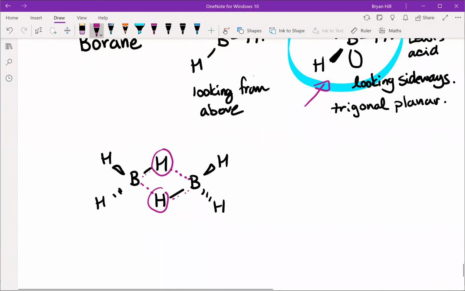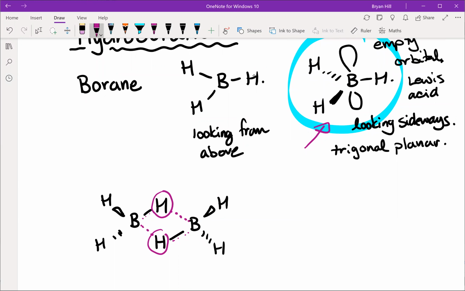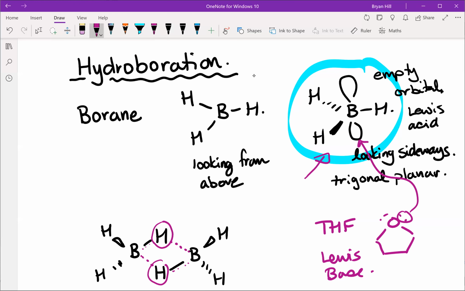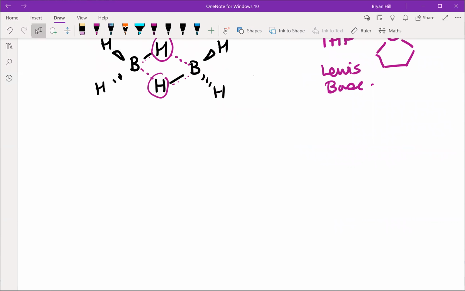So borane, when you buy borane, it's typically sold in a bottle of THF. And of course, THF looks like this. And so THF would be a Lewis base. And so these lone pairs would be donated into this orbital. So it's a complex of BH3 plus THF when it's being sold. But if we want to think about how it's reactive, we would think about it as I've circled in this little blue circle.